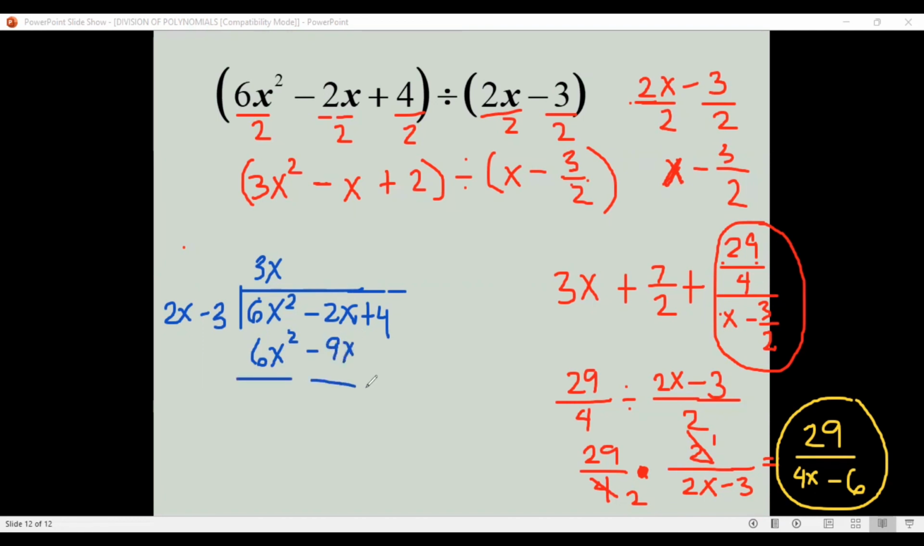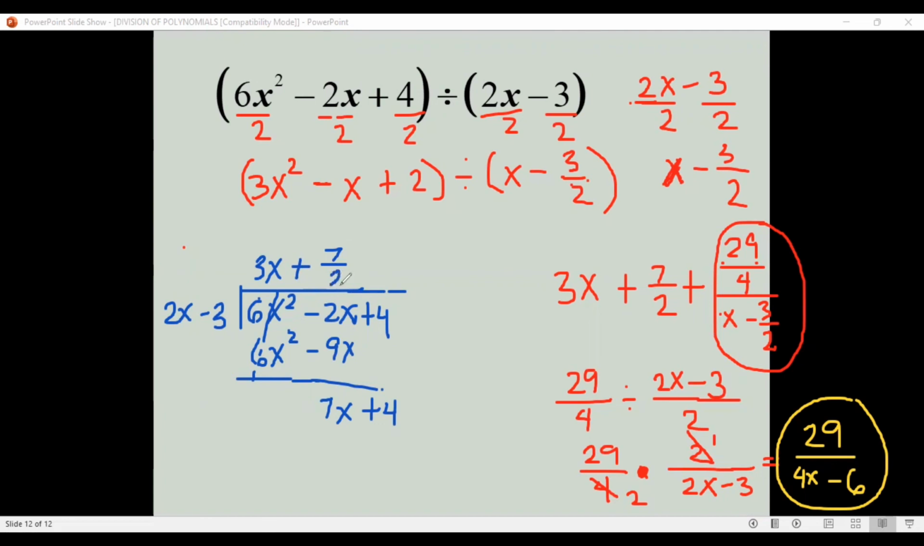Okay, so the rule says that we have to subtract. So subtracting negative 2x minus negative 9x, this is understood to be cancelled. So the answer is 7x. And we have plus 4. Okay, and divide 7x by the 2x. So definitely the answer that you will be having there is simply positive 7 over 2. Okay, because the x are now cancelled.